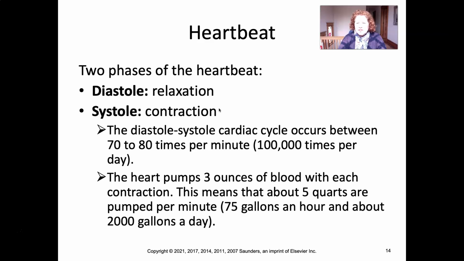The heart pumps 3 ounces of blood with each contraction. This means about 5 quarts are pumped per minute, 75 gallons an hour, or about 2,000 gallons a day. Can you imagine? Your heart is pumping 2,000 gallons of blood a day. Think of how much oxygenation then is taking place and how that's all happening in real time in your body around the clock to make sure that your cells have the nutrients they need and that the wastes are taken away and disposed of properly. Amazing when you think about it.